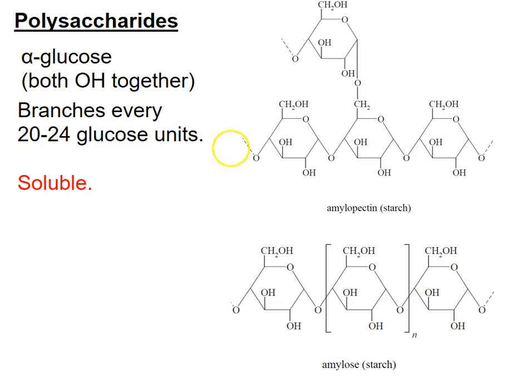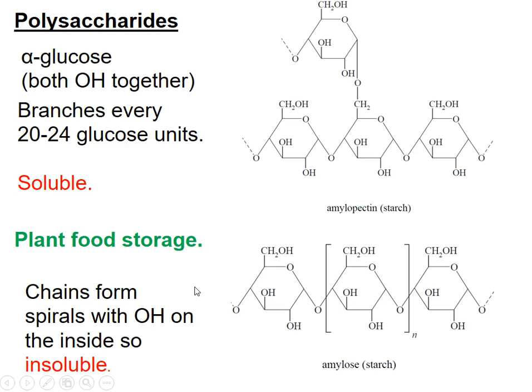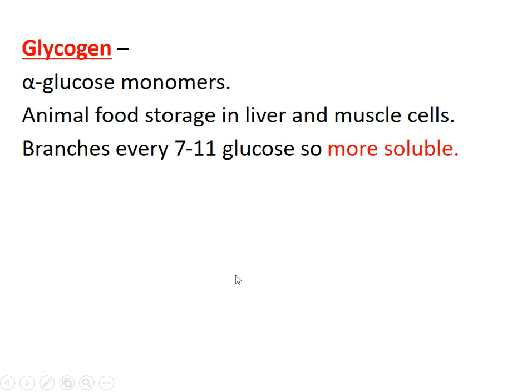The more branching you have, the more you can get water molecules into these OH groups and make it more soluble. If you have straight chains, then the next straight chain can bond straight on that straight chain and not let water molecules in. So amylose is less soluble than amylopectin. These also form like rings, and the OH is even further trapped inside. So the more branching you have, the more soluble.